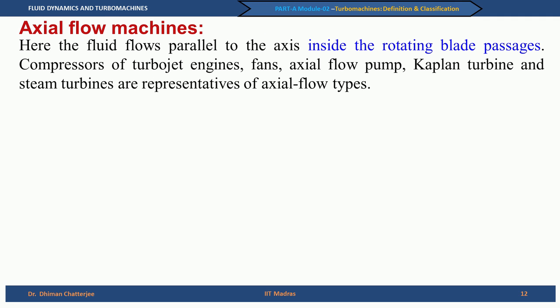So, here the fluid flows parallel to the axis inside the rotating blade passages. Please note the phrase emphasized here, inside the rotating blade passage. I will get back to this when I talk about the example of Kaplan turbine. So, there are different examples: compressors of turbojet engines, the axial flow fans, axial flow pumps, Kaplan turbine, some of the steam turbines are representative of axial flow type.